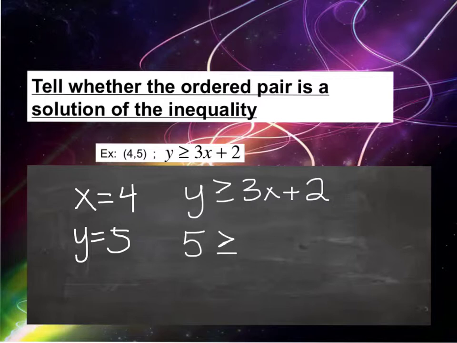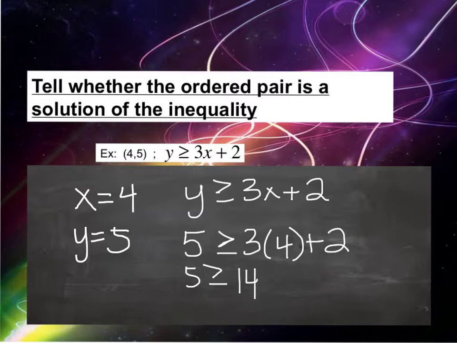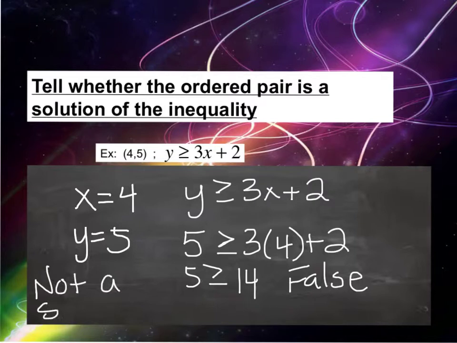So 5 goes in for y, and 4 is substituted in for x in 3x plus 2. 5 is greater than or equal to 3 times 4, which is 12, plus 2 will give us 14. Now is 5 greater than or equal to 14? This is what we call a false statement. And because it's a false statement, it is not a solution. So the point 4, 5 will not be a solution for the inequality.